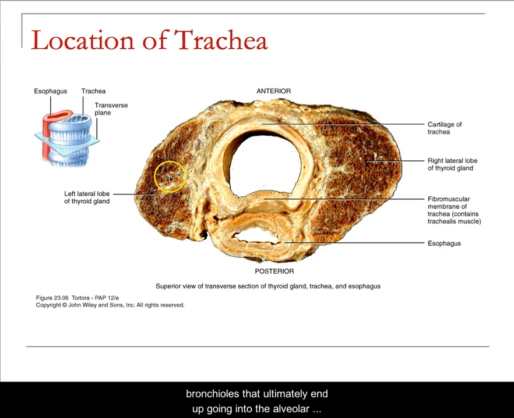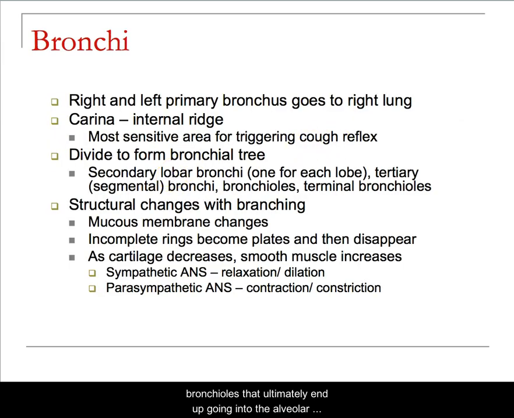Okay, once you understand that, you're going to see that we're going to move down into the bronchi. I told you there's going to have this thing that's called the carina. It's going to support a bronchial tree where you have a secondary, tertiary, as well as bronchioles and terminal bronchioles that ultimately end up going into the alveolar system.